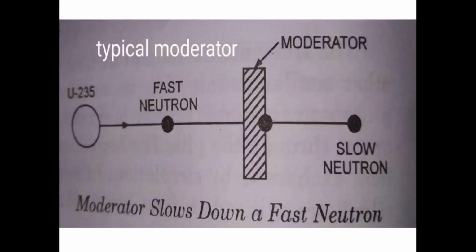Now, the moderator reduces the speed of fast neutrons. Light water, solid graphite and heavy water are the most commonly used moderators.